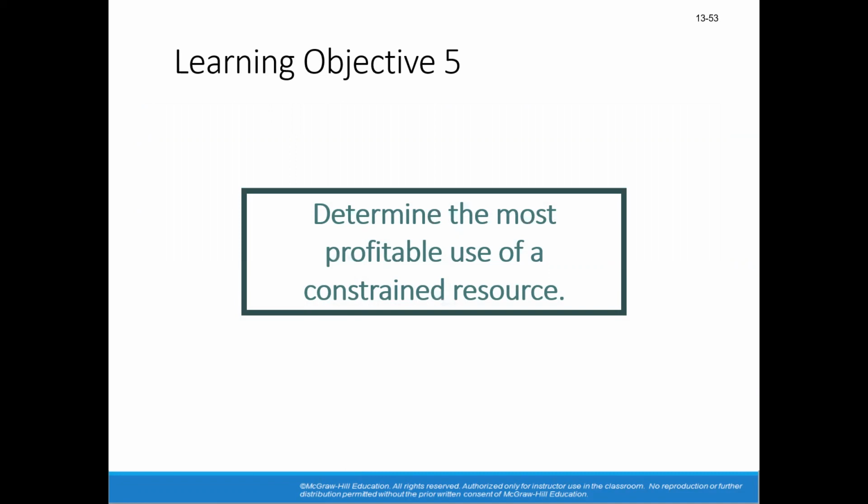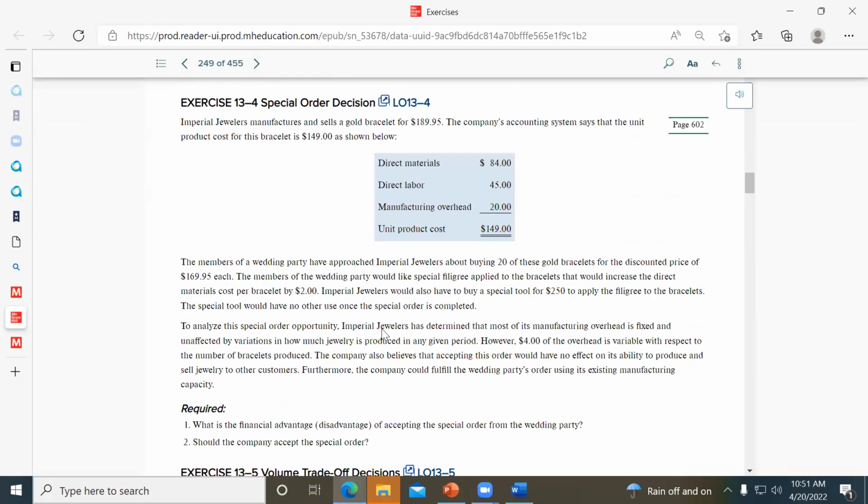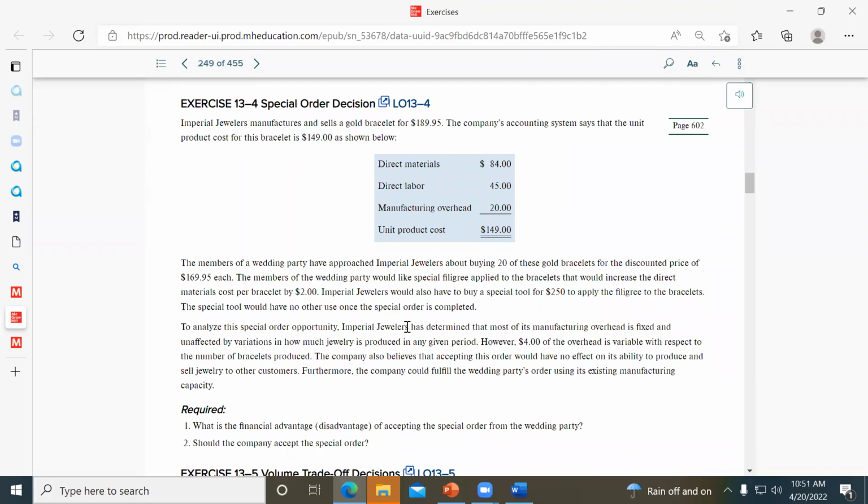Let's do that one. Objective 4. Okay, special order decision. Imperial Jewelers manufactures and sells a gold bracelet for $189.95. The company's accounting system says that the unit product cost for this bracelet is $149, as shown below.